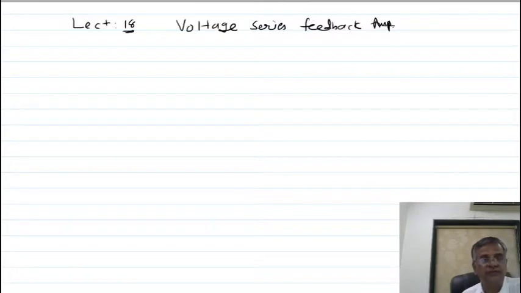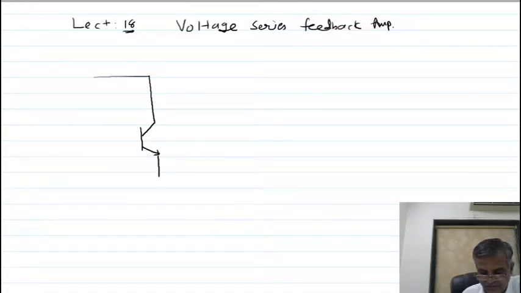In a voltage series feedback amplifier, feedback is proportional to the output voltage and it is combined in series with the input. Then it is called voltage series feedback amplifier. See, the circuit diagram of voltage series feedback is as shown in figure. This is your circuit diagram.